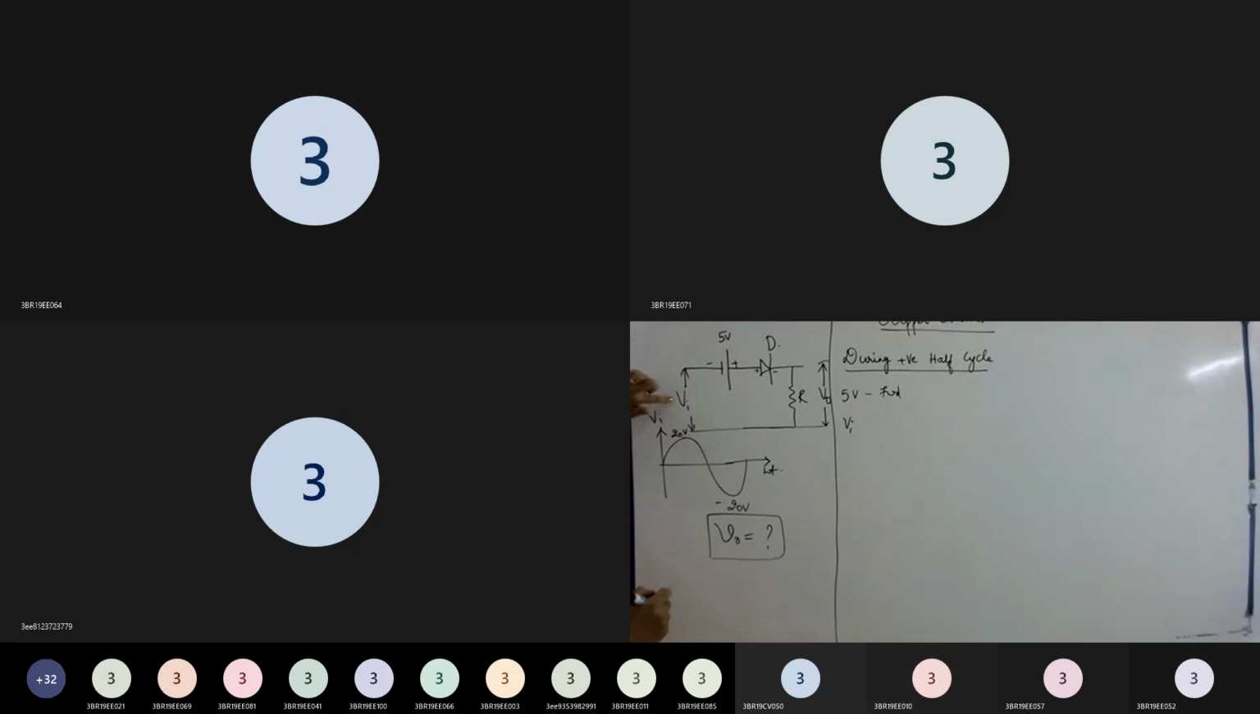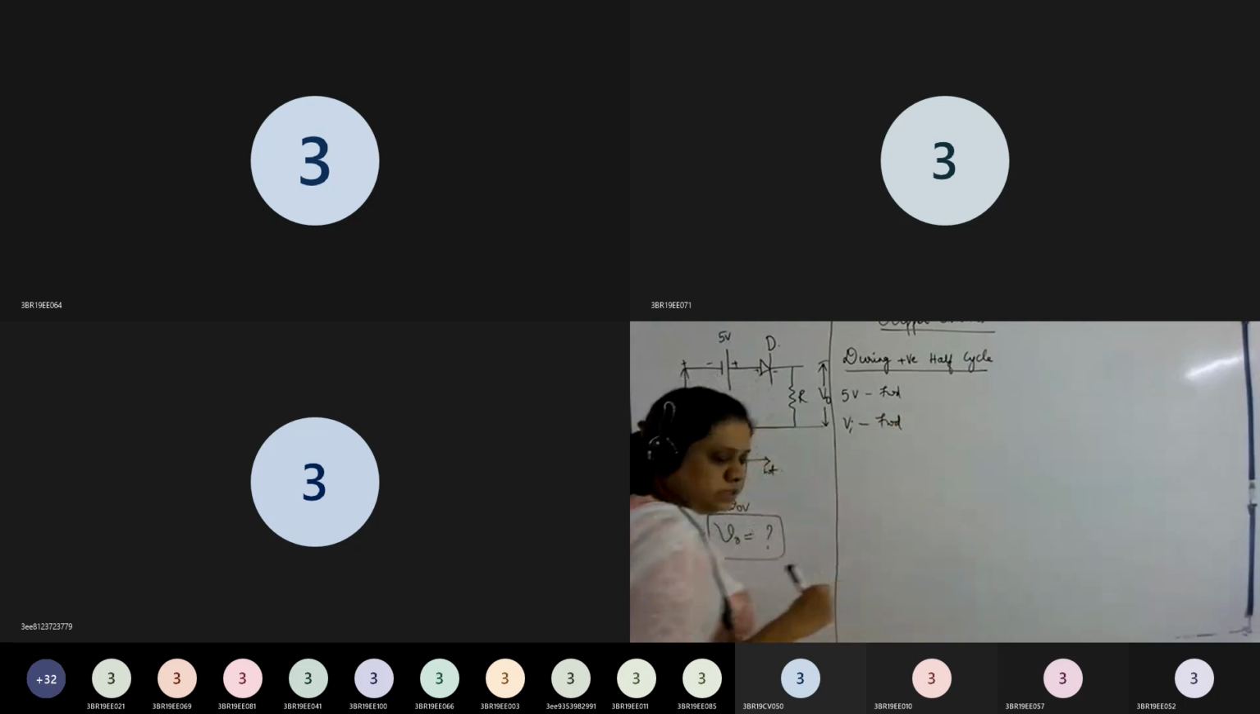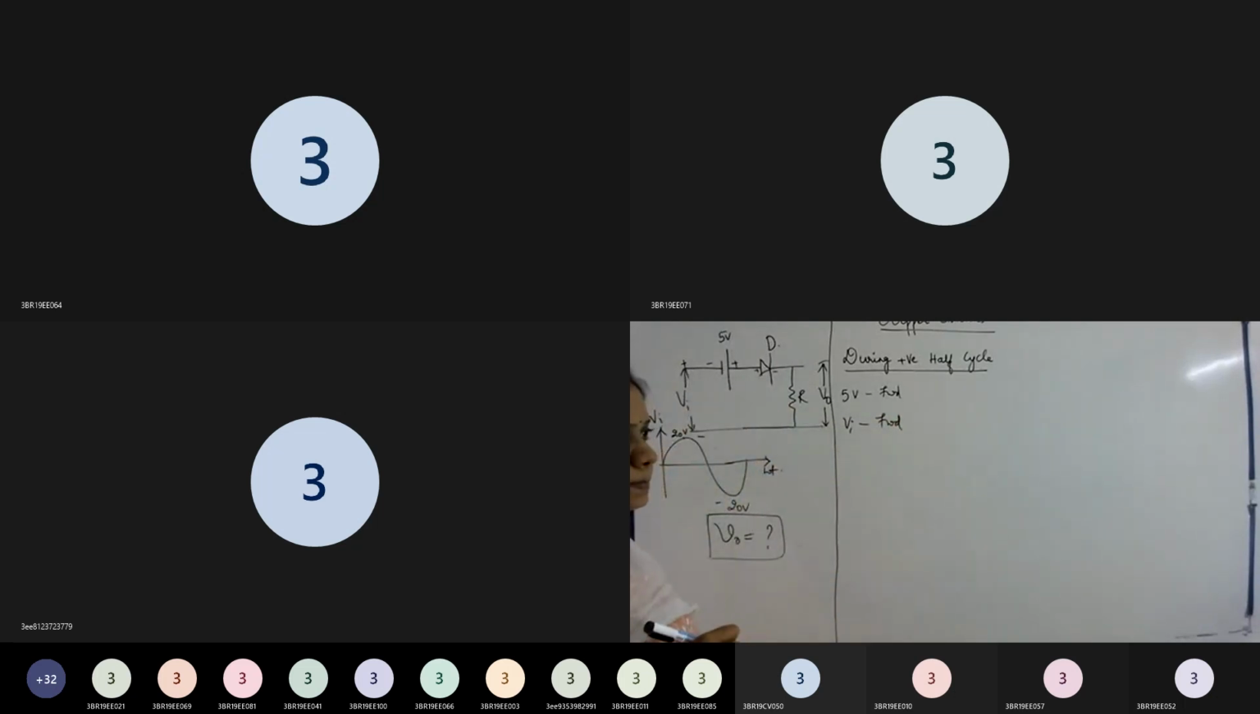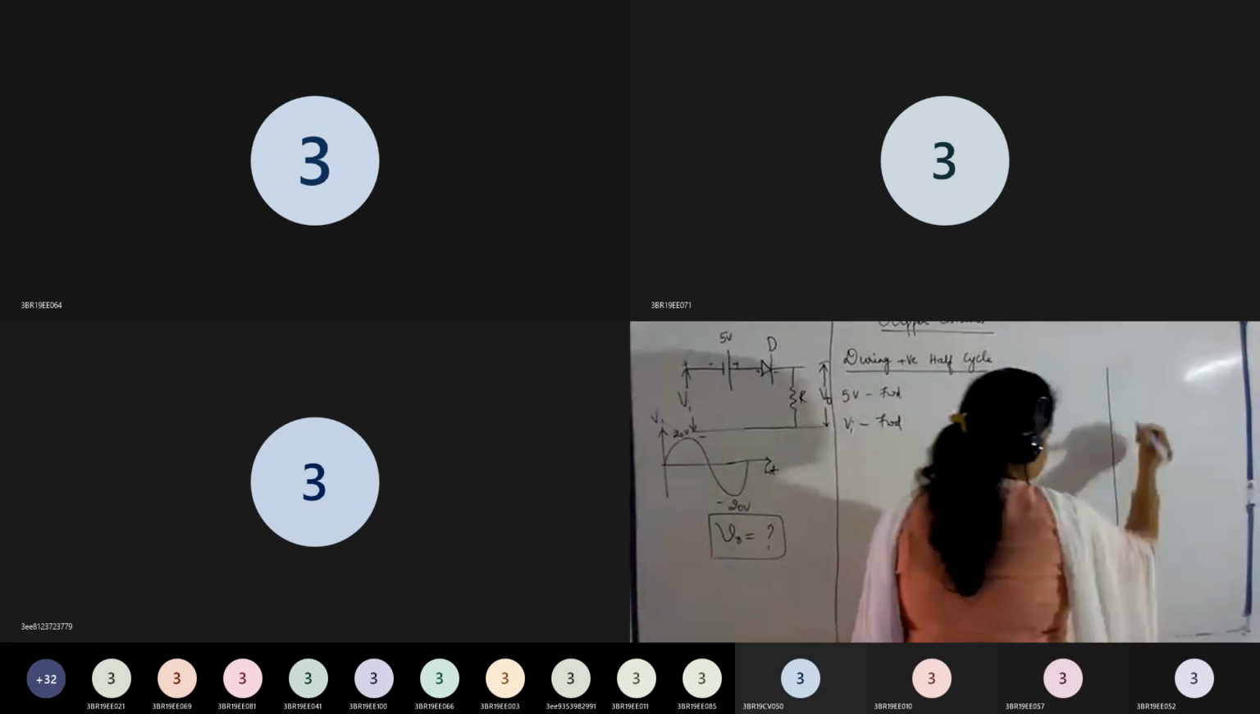Let us see how VI is affecting. Observe here, during positive half cycle, these are the terminals of VI. In this case, positive is connected to positive of the diode. So even VI is also making the diode to conduct, correct?